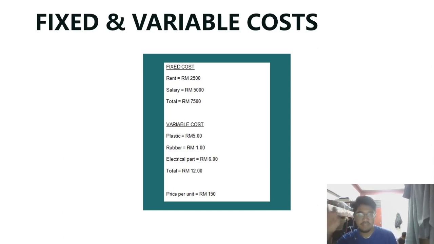Next is the variable cost. The variable cost comes in many ways, but in this case, there are three types of variable costs. Firstly is the plastic, which costs around 5 ringgit per unit, then the rubber, which is around 1 ringgit, and then the electrical parts, which is 6 ringgit. If we total it up, we have 12 ringgit. To sell 1 unit, the price is 150 ringgit.